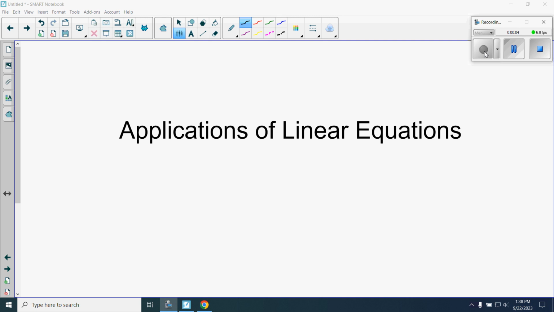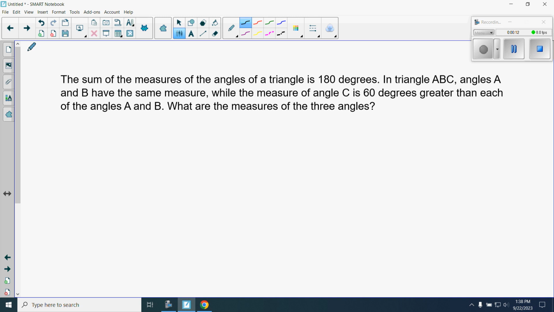All right, here we go with yet another application of linear equations or word problem. As I've mentioned before, I have to have a problem. So there's a problem, and I want you to read that just to understand what is going on.